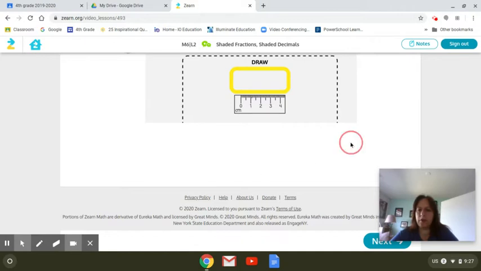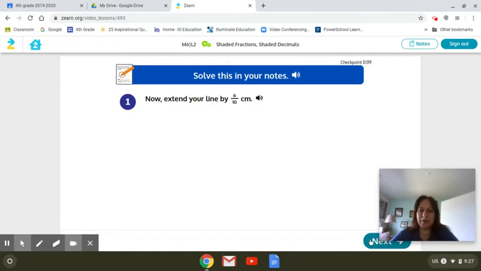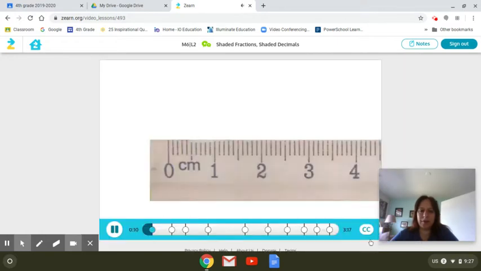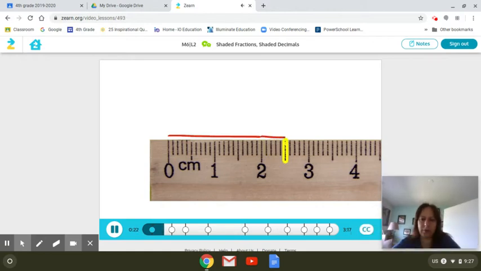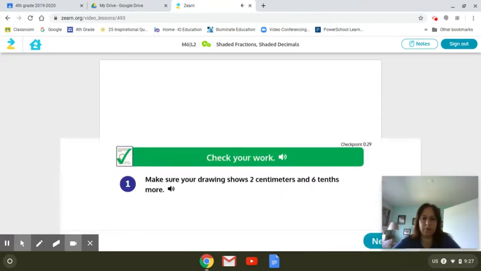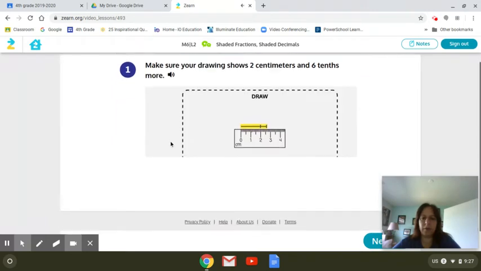I use my centimeter ruler to draw 2 centimeter lines. And then I'll extend it by counting 1, 2, 3, 4, 5, 6/10 of a centimeter more. How many whole centimeters did I just draw? How many did he just draw?